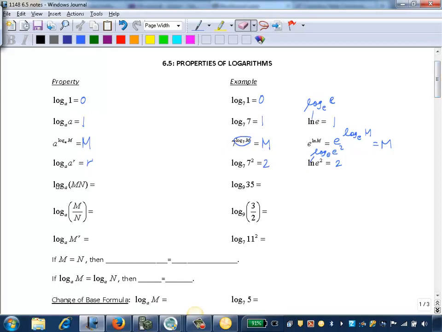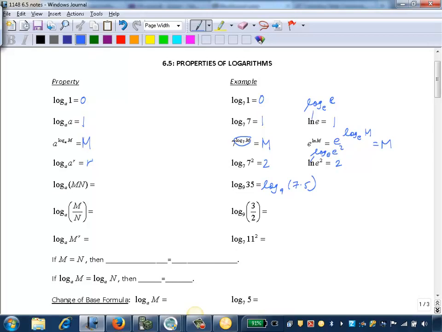Okay, so let's look at the next one. Log base a of mn. So what we want to look at here is log base a of a product of m and n. So here's an example, log base 9 of 35. So I'm going to rewrite 35 as 7 times 5.